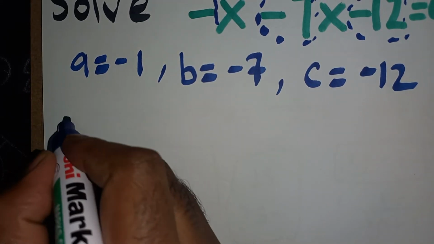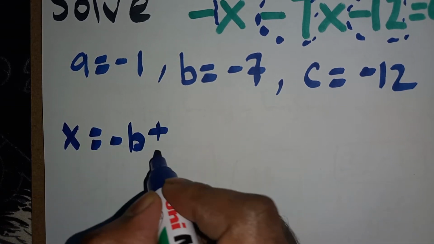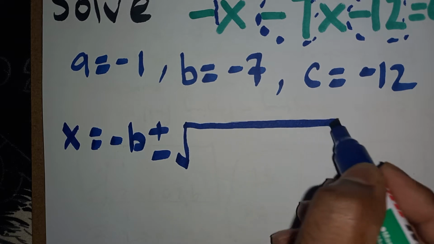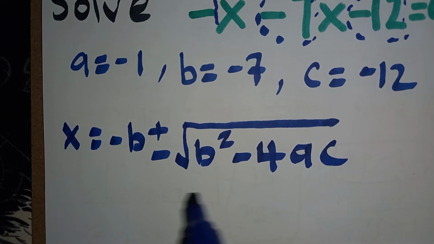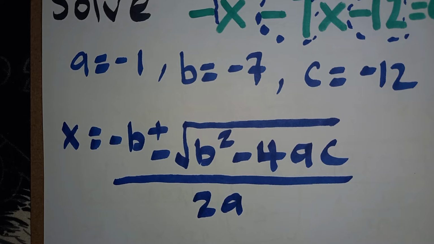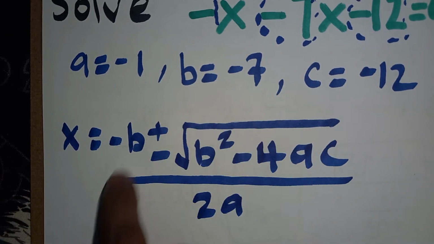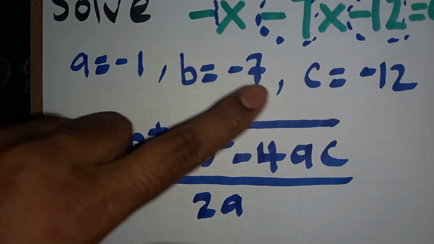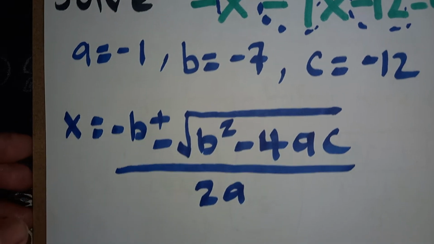Now our quadratic formula, as we discussed, is x is equal to minus b plus and minus the square root of b squared minus 4ac, everything divided by 2a. What we are going to do now is plug in these values inside this formula, and this is known as the quadratic formula, right? Wherever you see a, wherever you see b, wherever you see c, you plug in these values inside this formula, and then we are going to evaluate that.